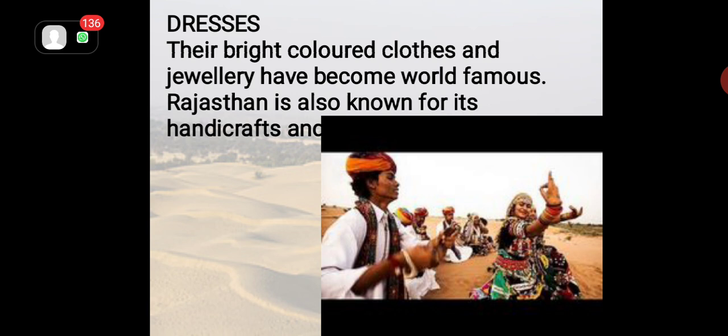Rajasthan is also known for its handicrafts and tie and dye. So, what is famous here? Rajasthan is also famous for its handicrafts and tie and dye culture. Beta, in the next image, I will show you the Rajasthani handicrafts, so you can have some idea about them.